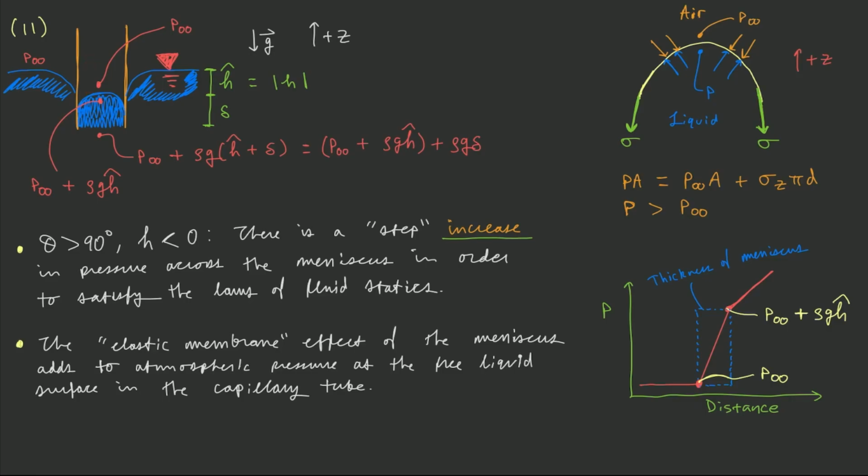So you have atmospheric pressure bearing down on the liquid in the capillary tube, and the elastic membrane pushing down on the liquid in the capillary tube. They kind of add together. So again, the elastic membrane effect of the meniscus adds to atmospheric pressure in the case of theta greater than 90, when the liquid in the capillary tube retreats below the free ambient surface.